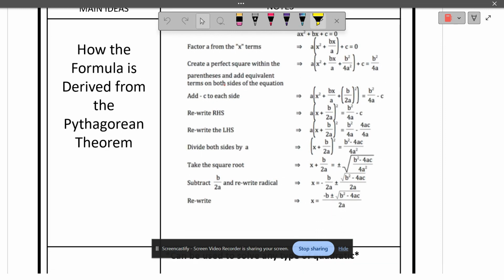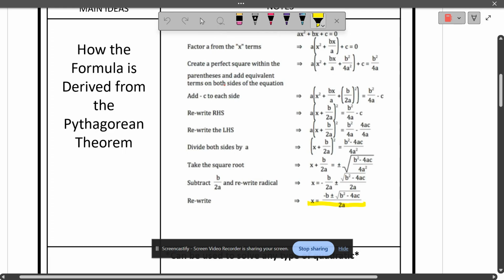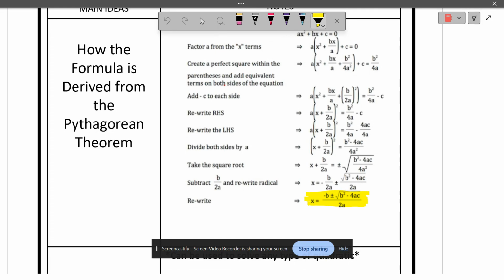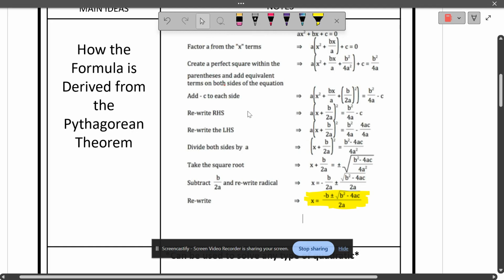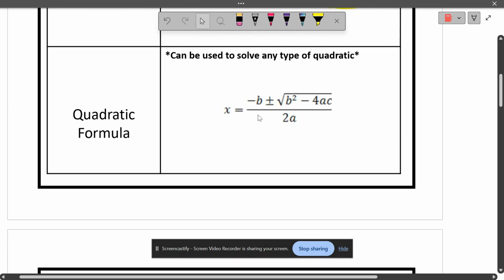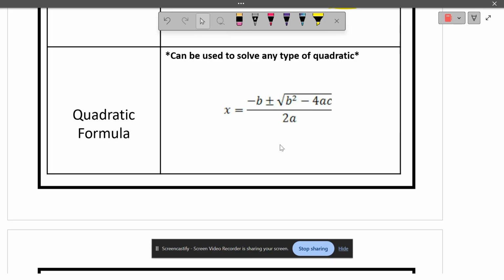Our formula that we're going to use, and I'm going to ask you to memorize, is right here. x is equal to negative b plus or minus the square root of b squared minus 4ac all over 2a. When trying to solve, a, b, and c might be best to be labeled first. You'll only receive them when you're in standard form. This can be used as a catch-all to solve any type of quadratic.